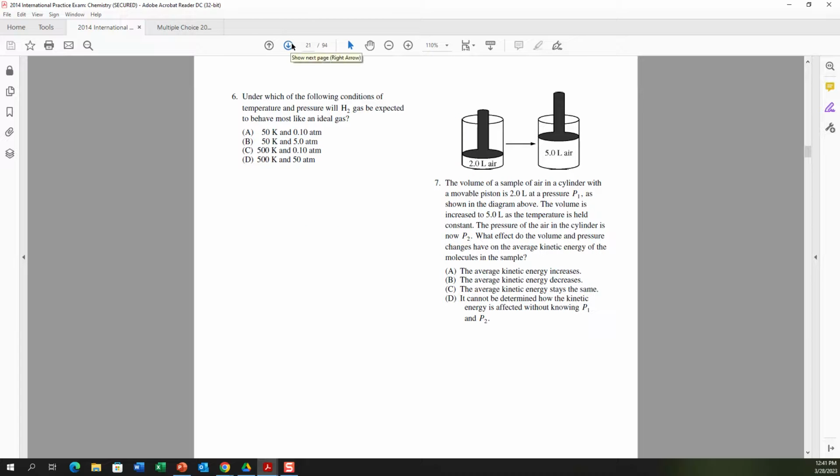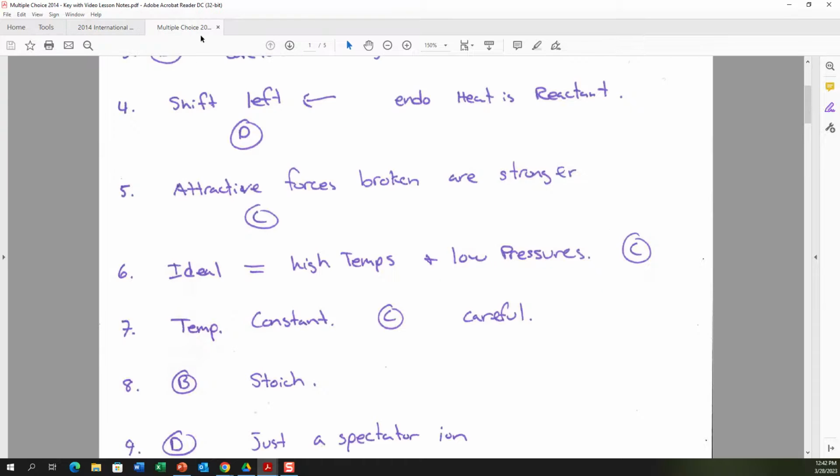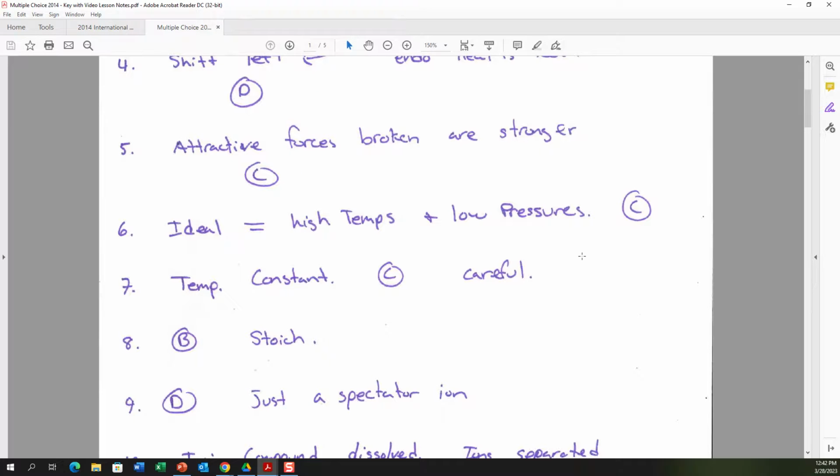Okay. All right. Under which of the following conditions of temperature and pressure will H2 gas be expected to behave most ideal? So remember, the two conditions that maximize a gas behaving ideally are high temperatures and low pressures. So you're looking for the highest temperature and the lowest pressure. So choice C. Least ideal would be the lowest temperature and the highest pressure. So choice B would be the least ideal conditions, and choice C would be the most ideal conditions. So ideal conditions, high temps, low pressure.